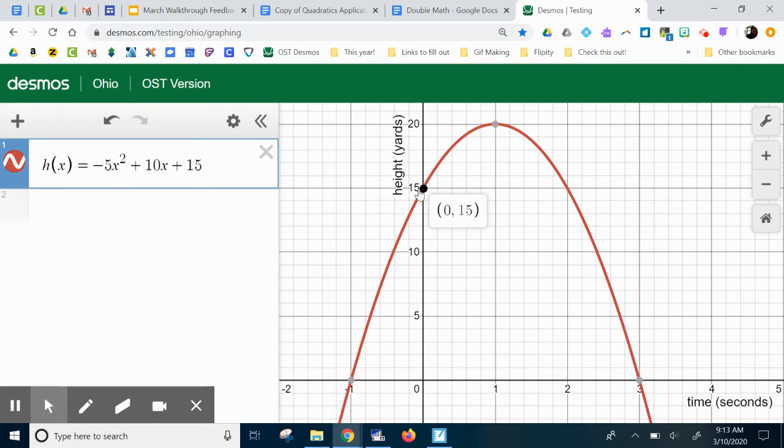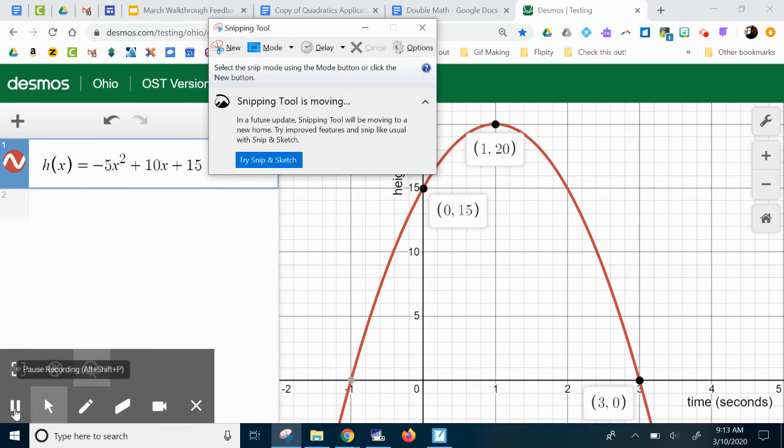This one says 0 seconds, the height is 15 yards. This point tells me after 1 second, the height is 20 yards. And this one says after 3 seconds, the height is 0 yards. So I'm going to go ahead and add that to my picture.